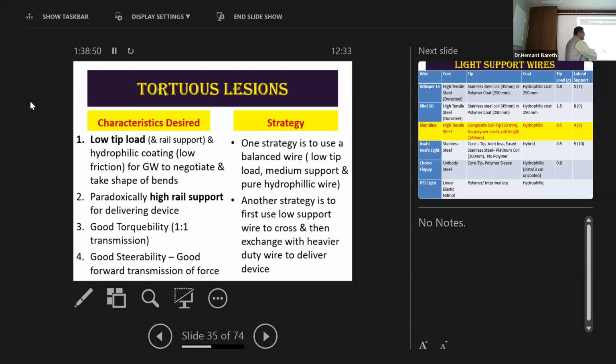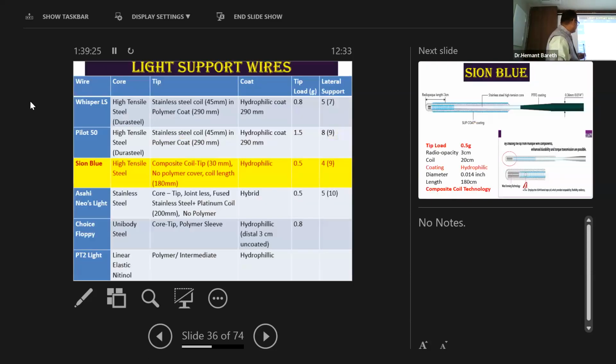The second strategy is that you use a low support wire to cross the lesion. And then over a microcatheter, you exchange with a heavier duty wire. That way, you have already tracked and reached beyond the lesion. That part is done with a low support, low tip load wire. But once you cross that lesion, you put in a microcatheter and exchange with a heavier duty wire. So that is another option that you can take. And let us see how those options work out.